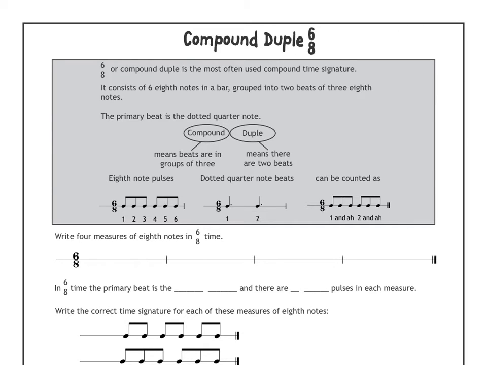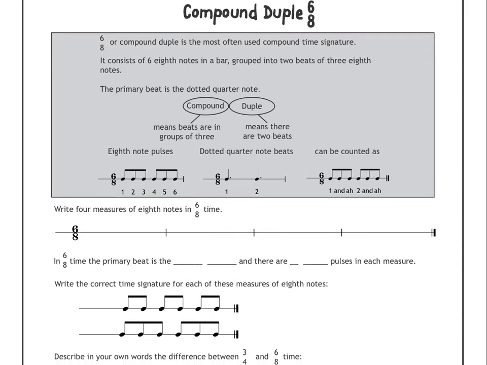But just know that any time signature you have that has that triplet pulse, that is compound time signatures, right? And that's the big thing of what we're doing right now. So this page talks about compound duple, or triplets, where you have 2 sets of triplets, like 6/8.